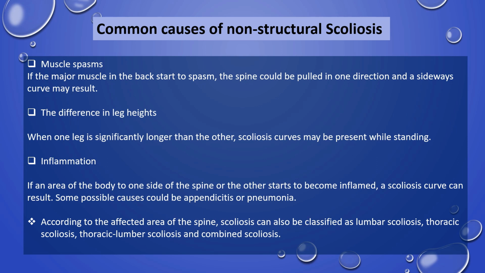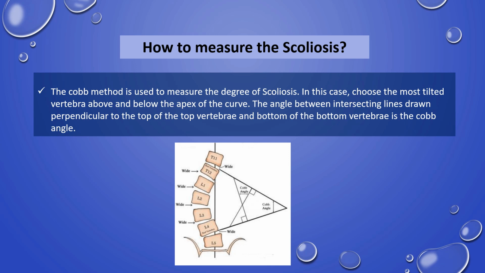Inflammation. If an area of the body to one side of the spine or the other starts to become inflamed, a scoliosis curve can result. Some possible causes could be appendicitis or pneumonia. According to the affected area of the spine, scoliosis can also be classified as lumbar scoliosis, thoracic scoliosis, thoracic lumbar scoliosis, and combined scoliosis.